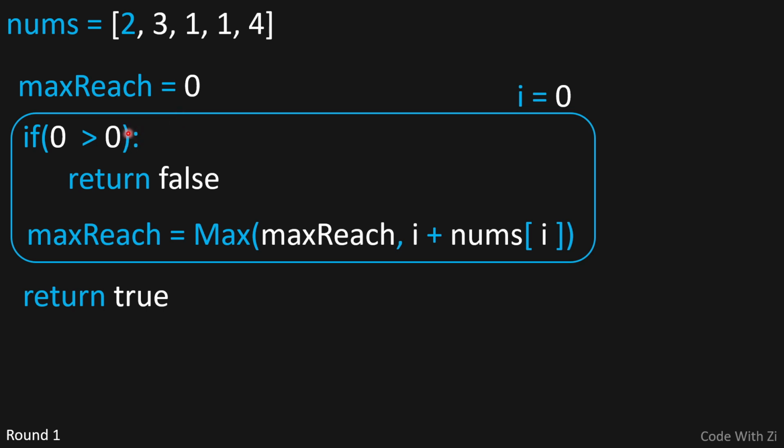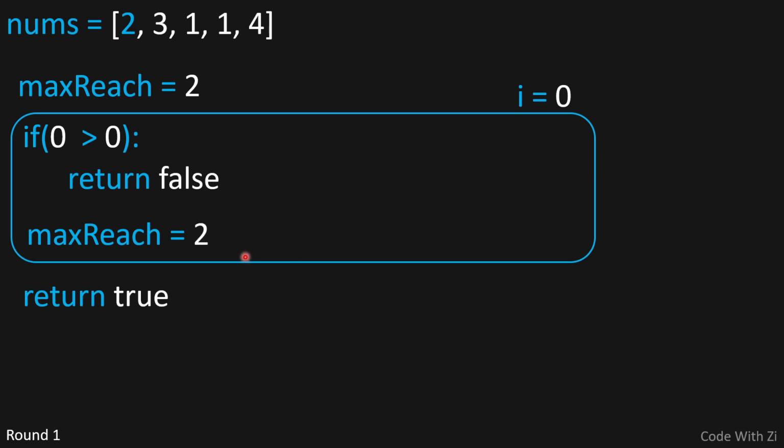Well, this is not going to be a true statement, so we're going to ignore it, and we're going to calculate our maxReach. We're going to say maxReach is equal to max between maxReach, which is 0, and i plus nums of i. Well, i is 0, and nums of i is 2, like so. And we're going to choose the maximum value between these two, and that's going to be 2, so now maxReach is equal to 2.